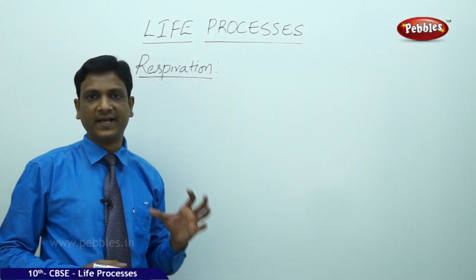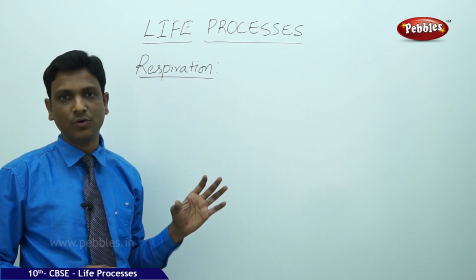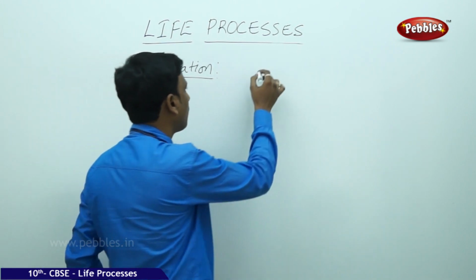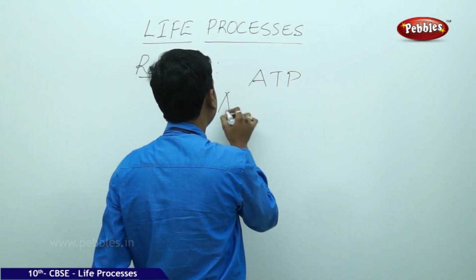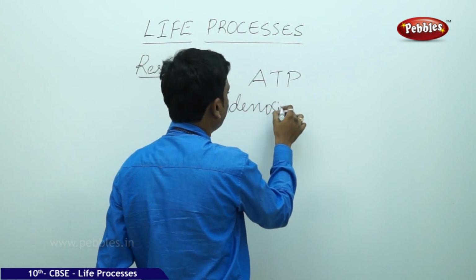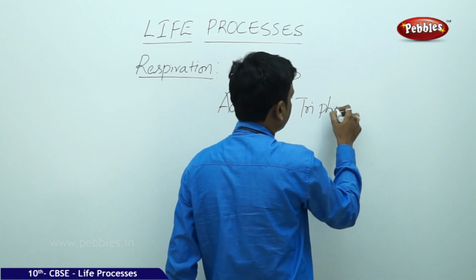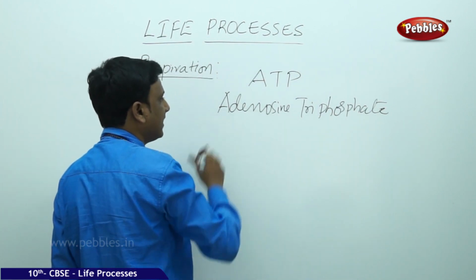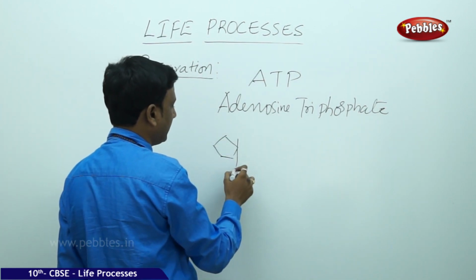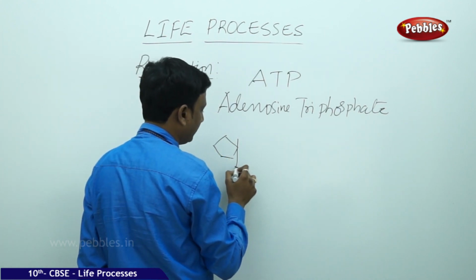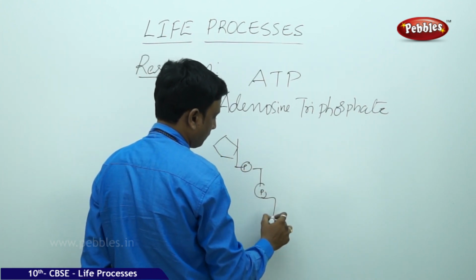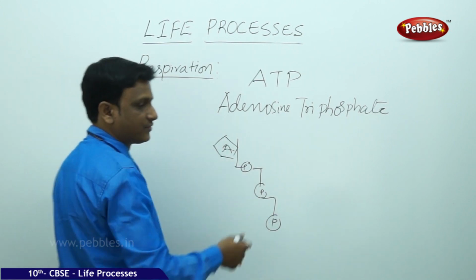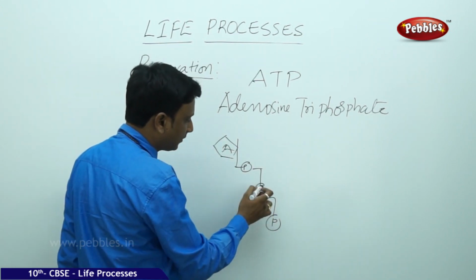So we have seen how the energy is released from molecules like glucose in the process of cellular respiration. Energy is released in the form of a molecule called ATP. So what is this ATP? Adenosine triphosphate. Its name itself indicates that there are 3 phosphates in this adenosine. Say this is adenosine, and it has got 3 phosphates here. So adenosine triphosphate is the molecule which has got the energy packed in it.